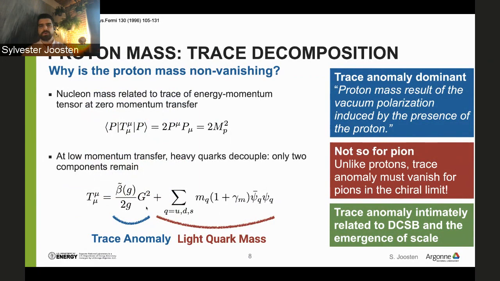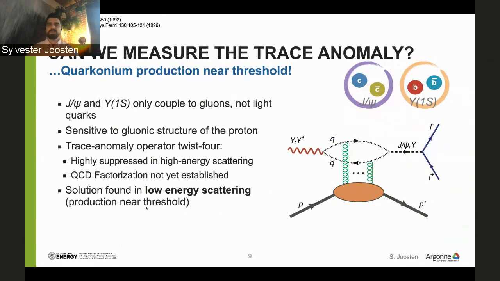I also want to point out it's very interesting to study this both in protons and in pions, because pions are the Goldstone boson of dynamical chiral symmetry breaking, meaning they should be massless in the chiral limit. And therefore, this contribution that becomes so big to set the scale of the proton mass goes to zero in pions. So this is really intimately related to the emergence of scale itself. So can we measure the trace anomaly?